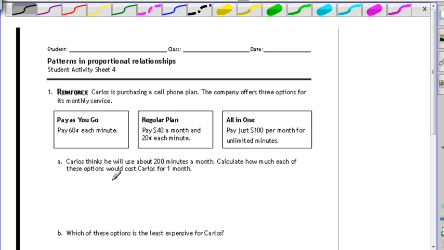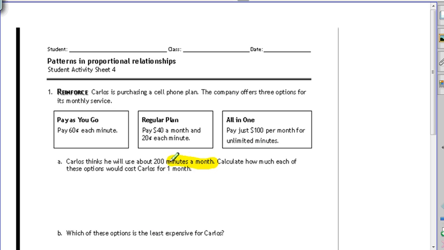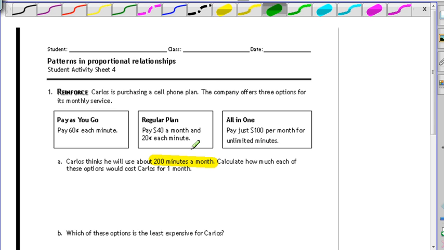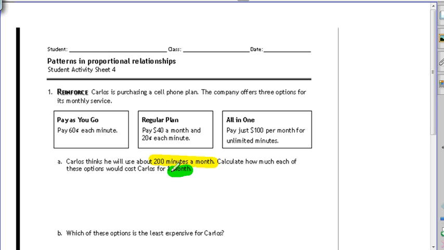So letter A, Carlos thinks he will use about 200 minutes a month. We have to calculate how much each of these options would cost Carlos for 1 month. So I'm going to highlight our clues real fast. We're using 200 minutes a month, and we're going to do it for 1 month. So I'm doing some strategies that we know. I'm finding our clues, circling key numbers and trying to find the question.